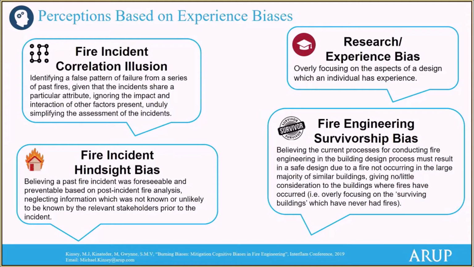We also have fire incident hindsight bias. So often after a major fire has happened, reporters and news media will go and interview experts who will say, we could have foreseen this event happening because of X, Y, Z. Now that may be neglecting the information which was not known or unlikely to be known by the relevant stakeholders prior to the incident. So it's very easy after a fire incident to look back and say, oh, we could have known that. But actually, if you look at the reality of the situation, sometimes it's not possible.